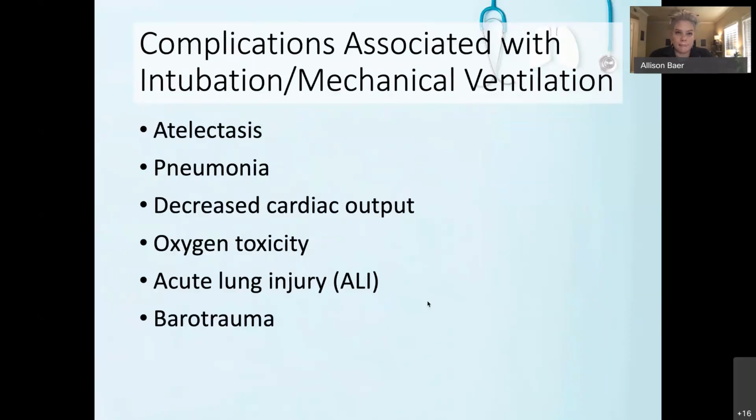You get oxygen toxicity, so giving too much of a good thing is going to be bad. Too much oxygen will damage their lungs, especially in babies, but even in adults. And then acute lung injury and barotrauma. So giving too much pressure, too much volume can cause injury to their lungs too.